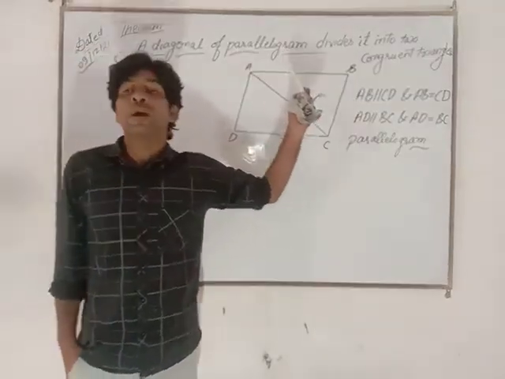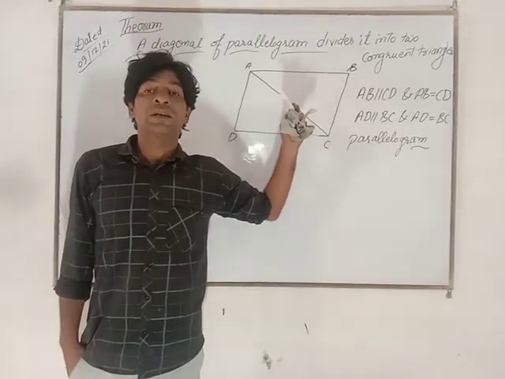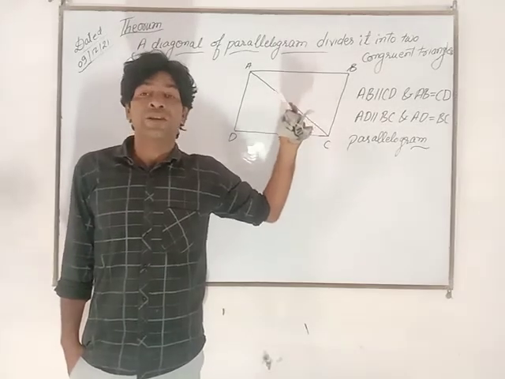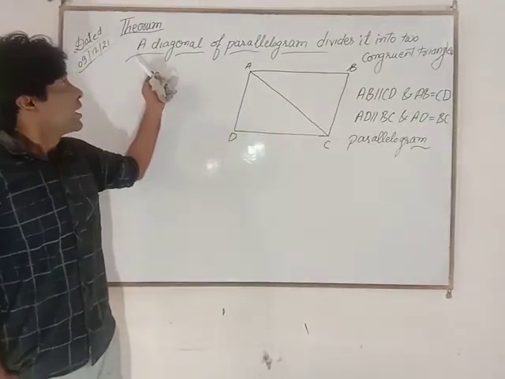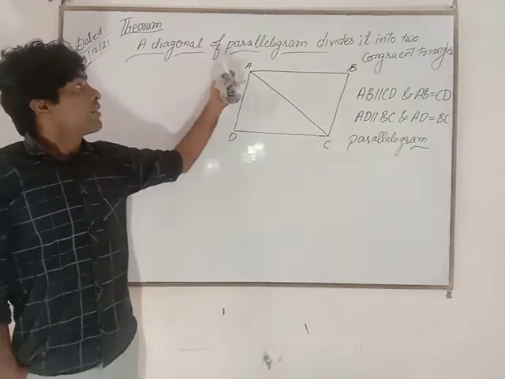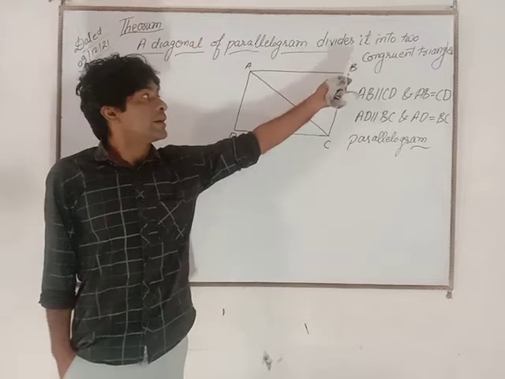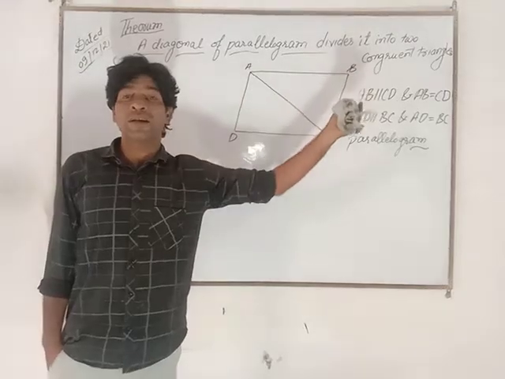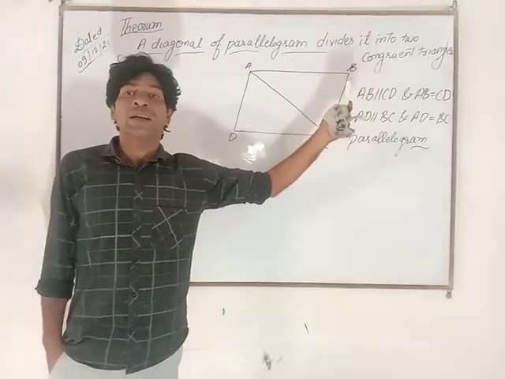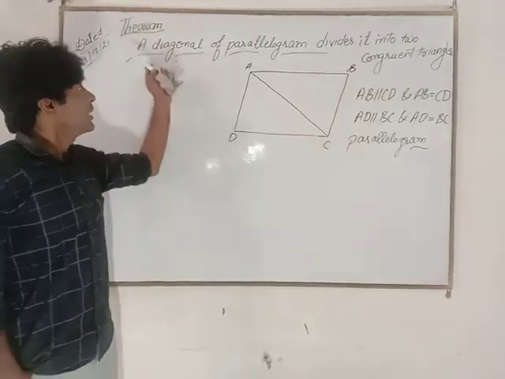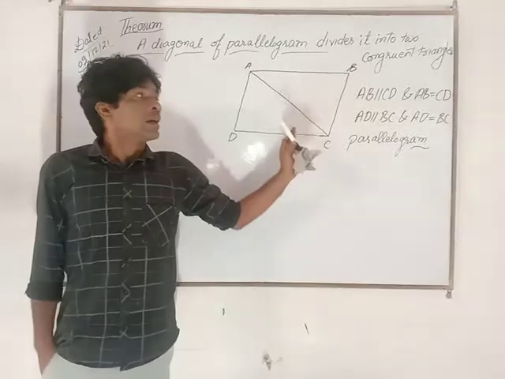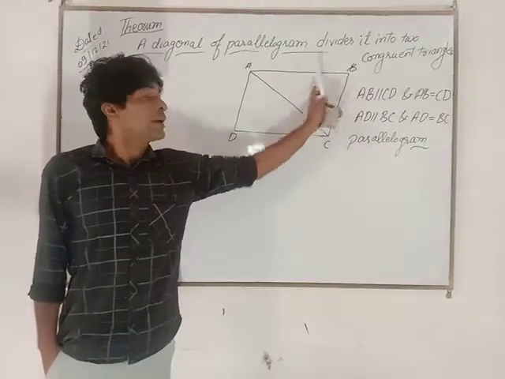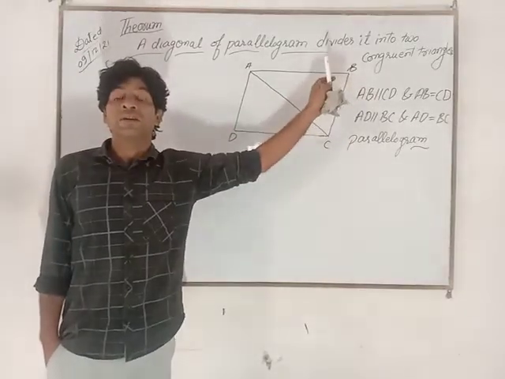to parallelogram. यह parallelogram से संबंधित है, ठीक है, and its first theorem, यह पहली प्रमेय है, right? A diagonal of parallelogram divides it into two congruent triangles. डायगोनल पैरेललोग्राम का यह दो कॉन्ग्रुएंट ट्रायंगल्स में डिवाइड करता है.